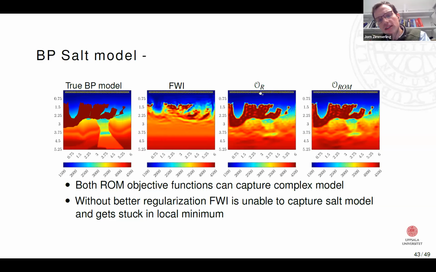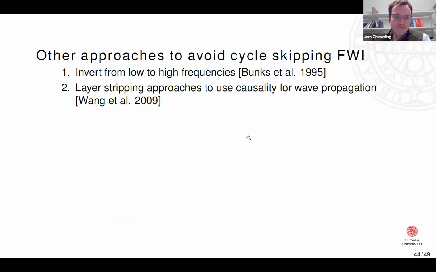And the reason we also like this objective function of matching R's is that if you only match R's, it turns out that it's a bit more stable with respect to perturbations, to noise, and easier to compute because R only depends on the data and not the derivatives of data.